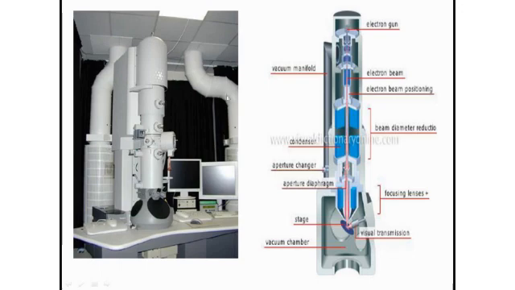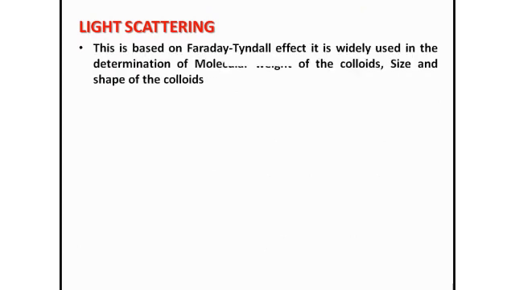So this is the electron microscope. It is used for studying the colloidal particles, right? Now the thing is that scattering of light, or light scattering. What is that? You see, this is based on the Faraday-Tyndall effect, as I have already told you. It is widely used in the determination of molecular weight of the colloid. Light scattering can be used to determine the molecular weight of the colloids. Moreover, light scattering can be used to determine the size as well as the shape of the colloids.